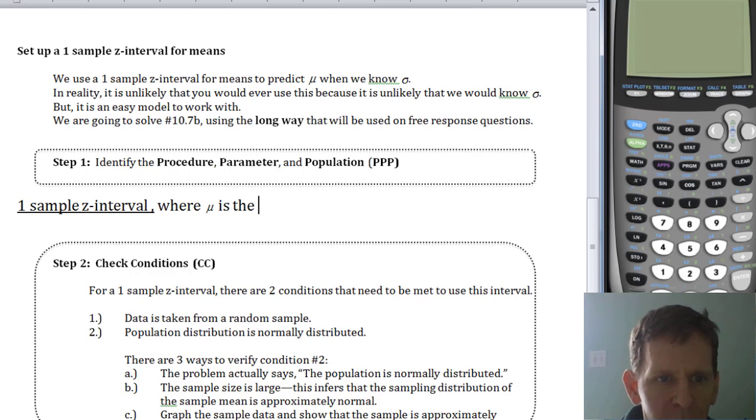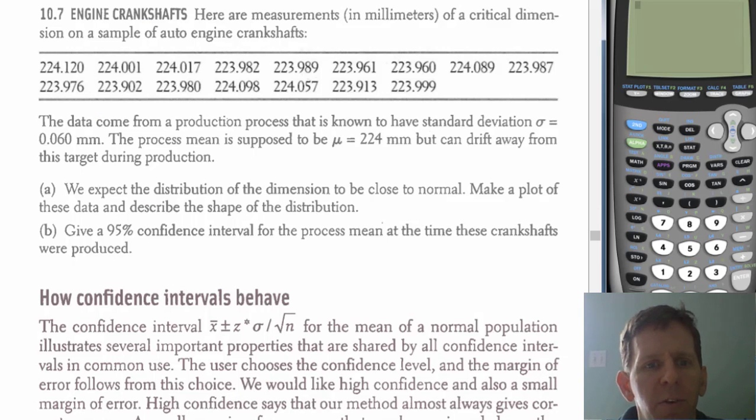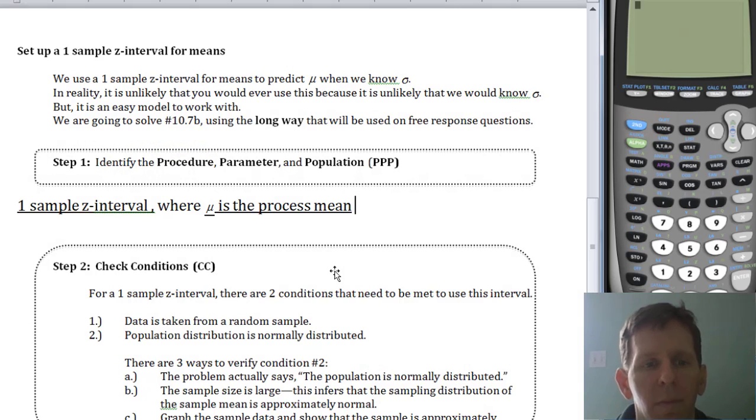Let's go back to the problem. In the problem, there are a few places where they talk about mean. You'll see it talks about the process mean here, talks about the process mean here. It's not a lot to go with, but it's all we've got. In this case, mu is the process mean.